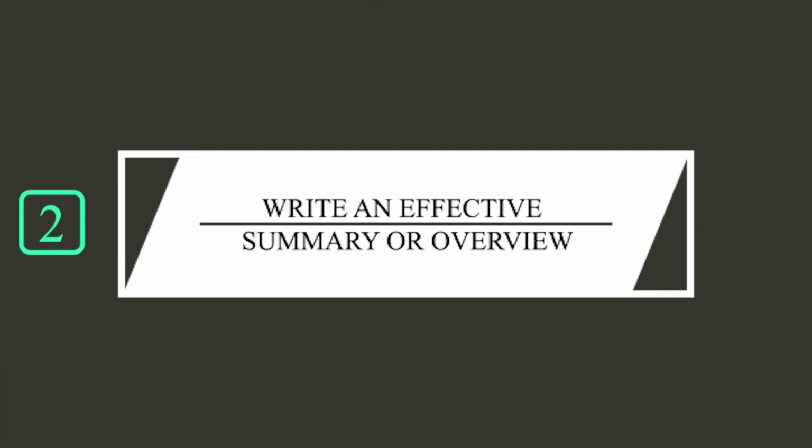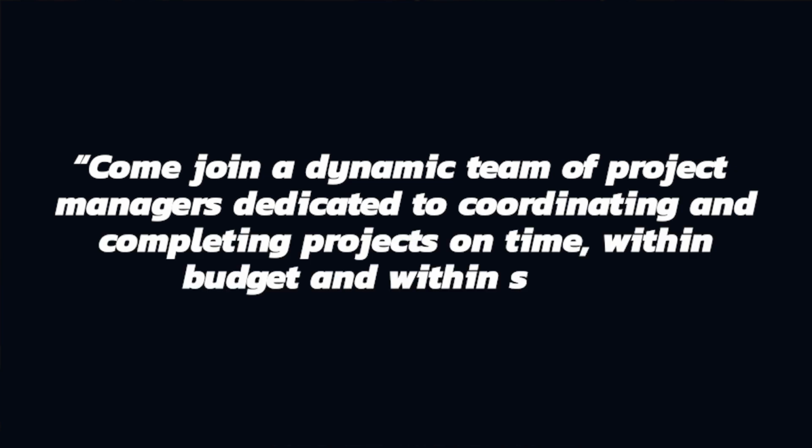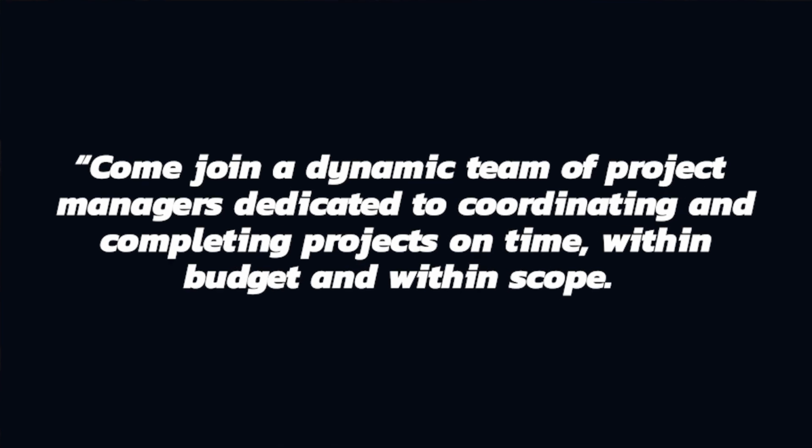Now, with these strategies in mind, you can start crafting your sections, which leads us to step number 2, and that is to write an effective summary or overview. This shouldn't be very long, and it should catch the right job seeker's attention. Use 2 to 3 sentences to briefly explain who the organization is, what the major functions of the position are, and what pain points the ideal candidate will help the company overcome. You can also add statements like, come join a dynamic team of project managers dedicated to coordinating and completing projects on time, within budget, and within scope.